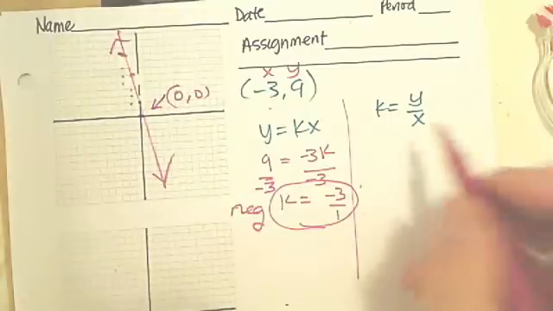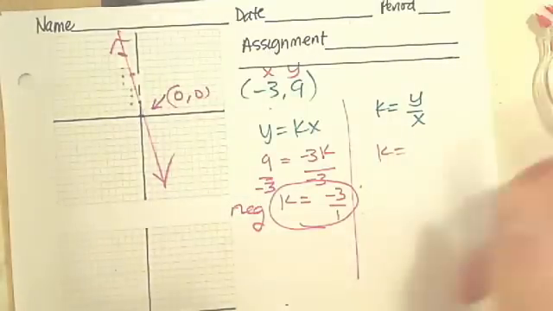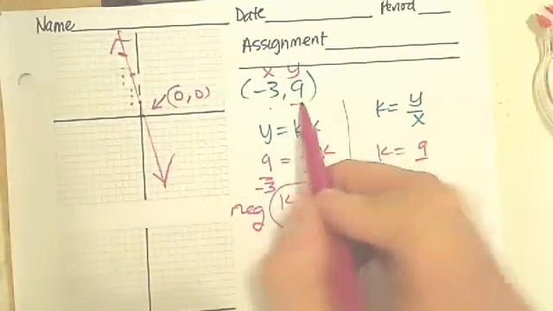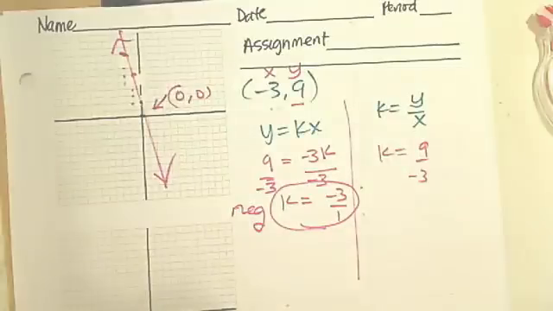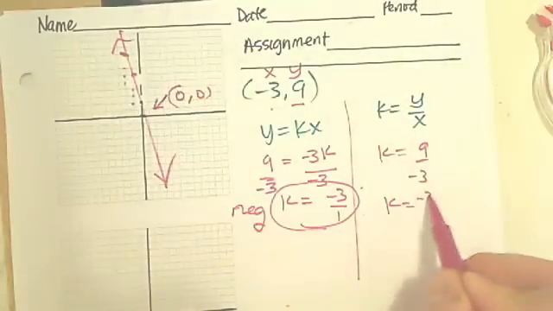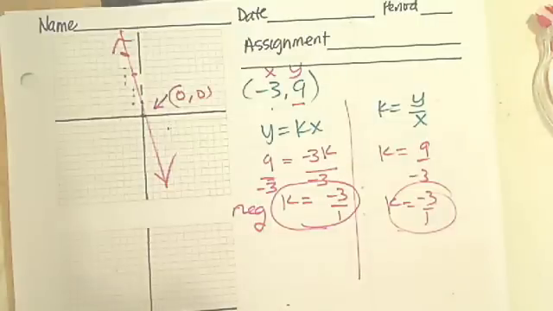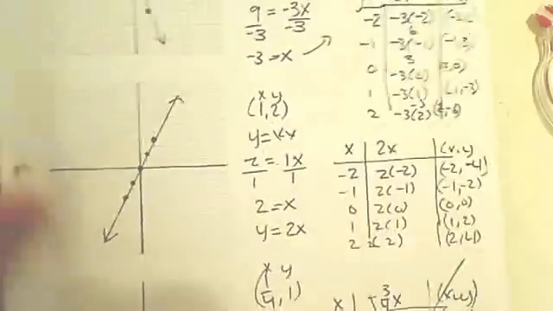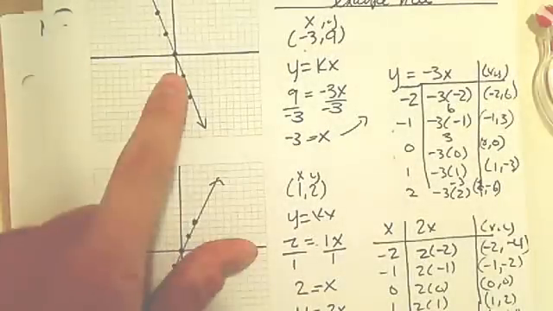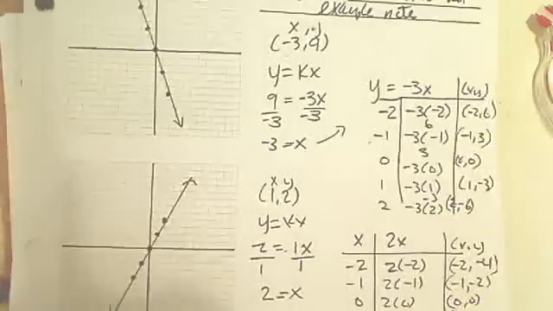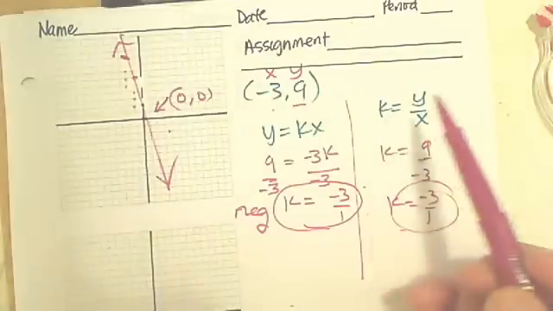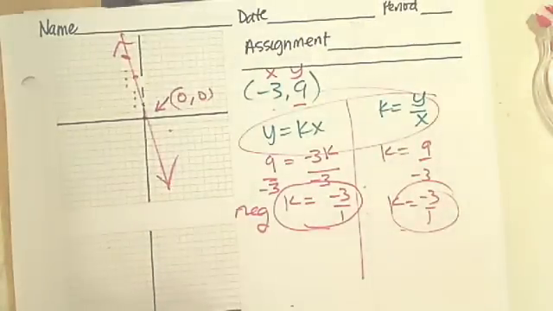Or, if you do this side right here, k equals y over x. What's y? And 3. And then your slope is still negative 3 over 1. It tells you the same thing. So in your graphs tonight, this is my example. On your graphs, it should always go through the 0, 0 point. Okay? So how do we figure it out? We use the two equations. Anything else? Go ahead and take your progress report.